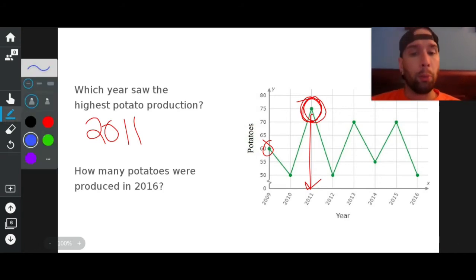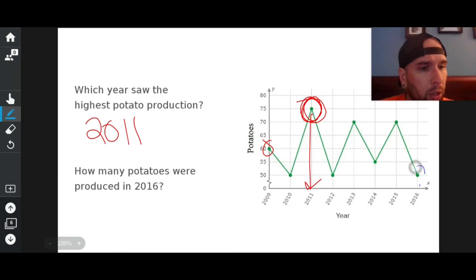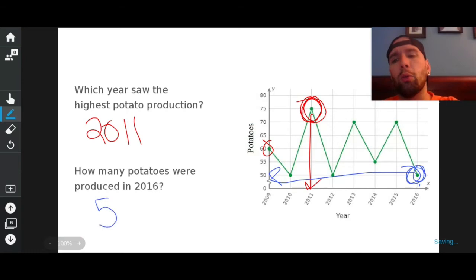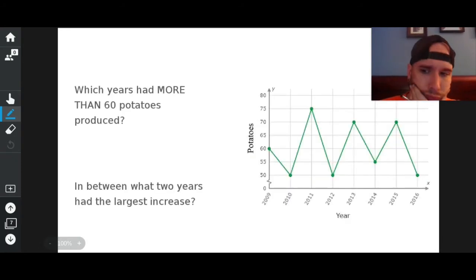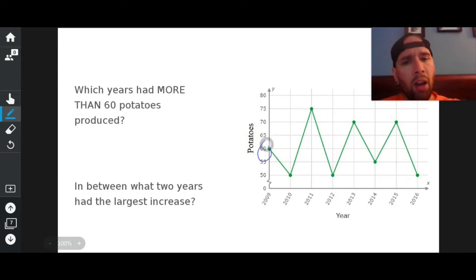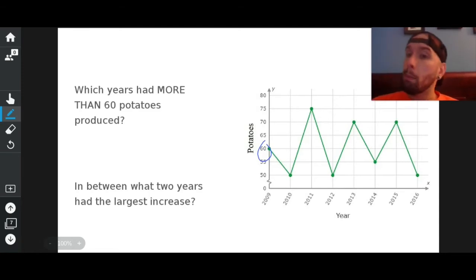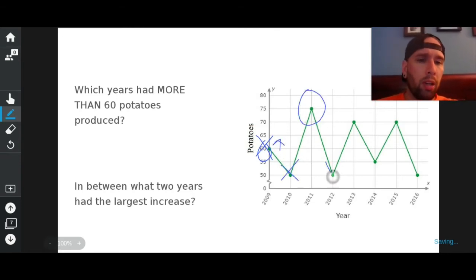How many potatoes were produced in 2016? Well, here's 2016. 2016 gave us 50 whole potatoes. Which years had more than 60 potatoes produced? Okay. Well, 2009 had 60. Is 60 more than 60? Nope. So basically anything bigger than 60 is what I want. So not you, yes you, not you, yes you, not you, yes you.